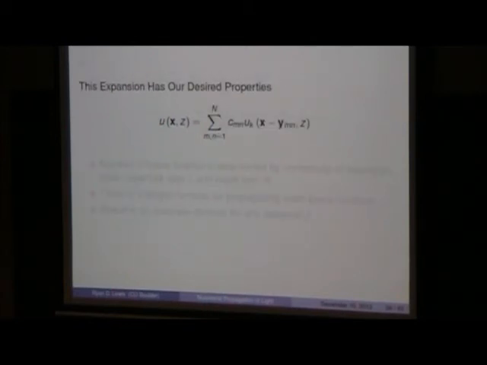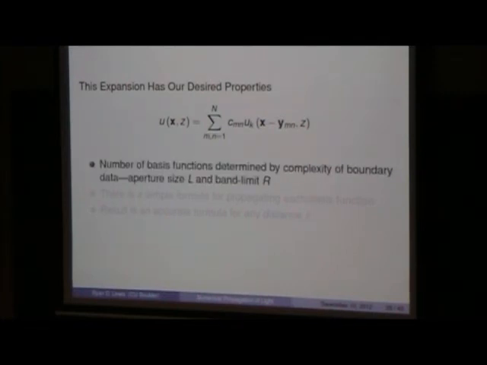So this expansion for the field has our desired properties. The number of basis functions you need is determined by the complexity of the boundary data, in particular the space bandwidth product of your boundary data. We have a simple formula for propagating each basis function, and the result is an accurate formula for the field at any distance z.